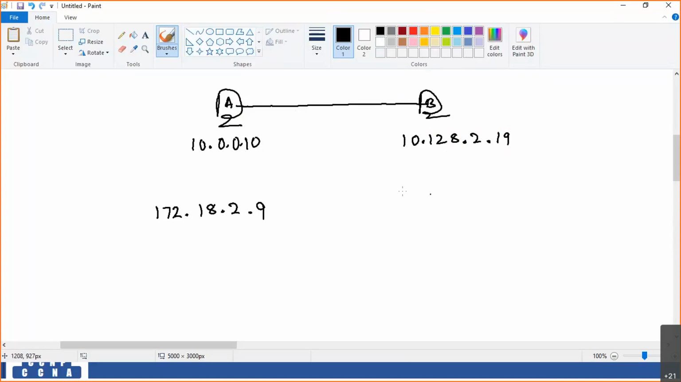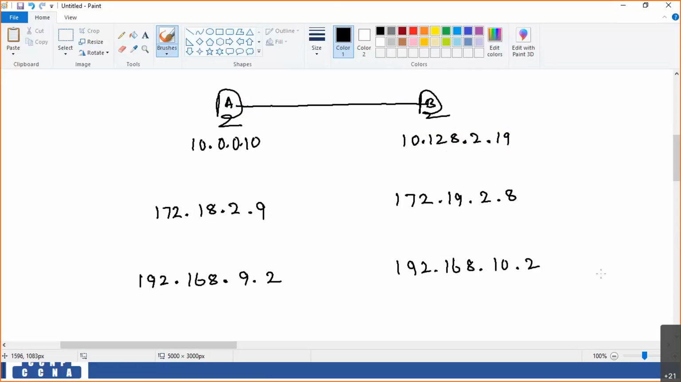172.18.2.9 and computer B 172.19.2.8. Will they communicate? Here 2.9, here 2.8. No, it will not communicate. Okay. Next example, 192.168.9.2 and 192.168.10.2. Will they communicate? No. Depends on the subnet.